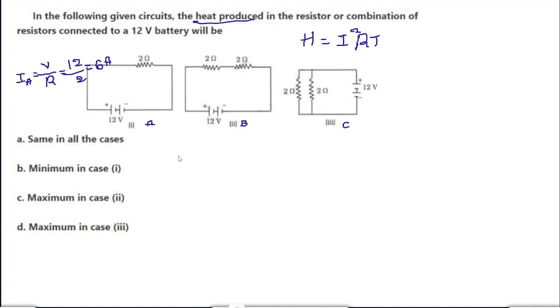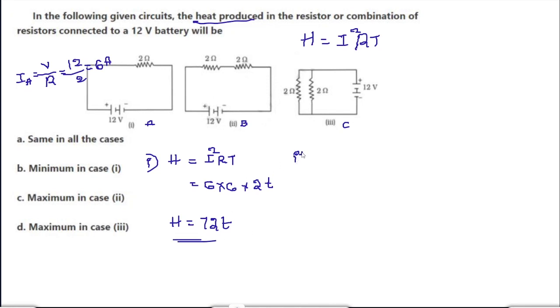So the current in the first case, H is equal to I square R T, right? What is I here? We got I as 6. So 6 into, what is R? R is 2, and T we don't know, so simply take T. So H is equal to 6 sixes are 36, 36 into 2 is 72 T. Okay, so this is for the first one.